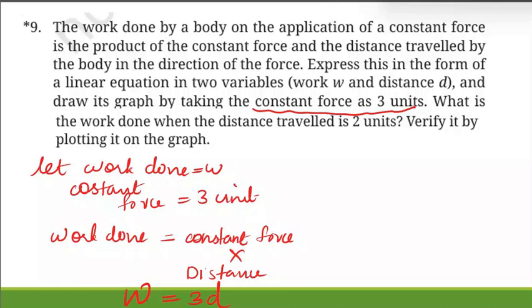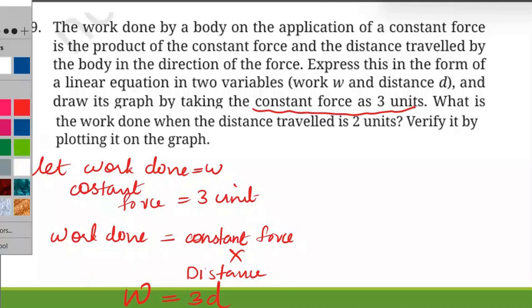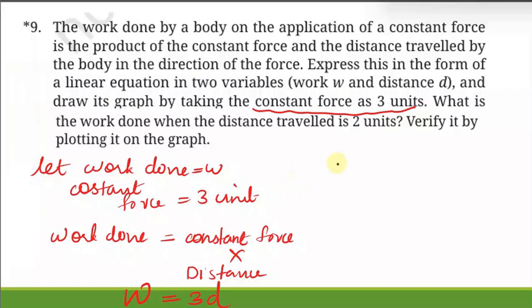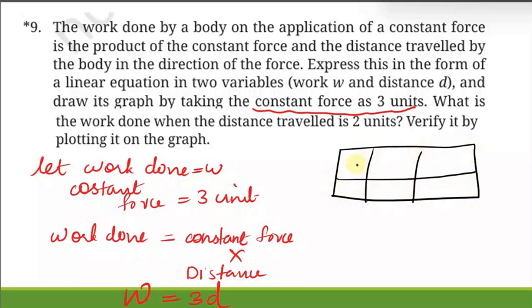Now to draw a graph we need to form the table and find the coordinates. So we will make the table, then we will find the coordinates. So this is our table, and we will take it as x and y. For easiness, you can take distance as x and work done as y.